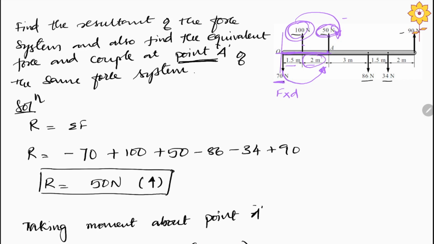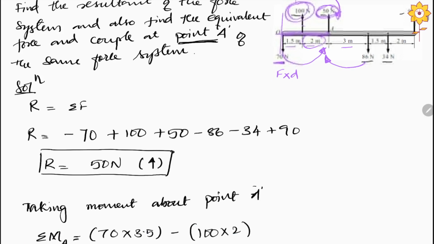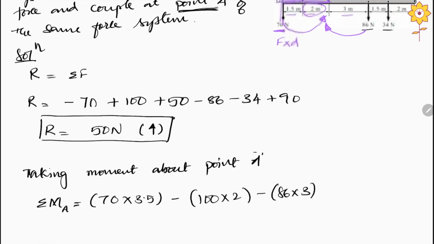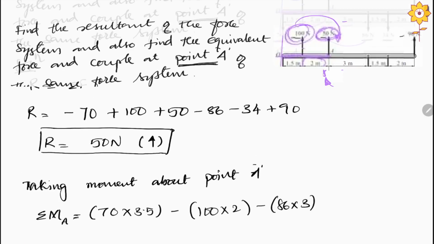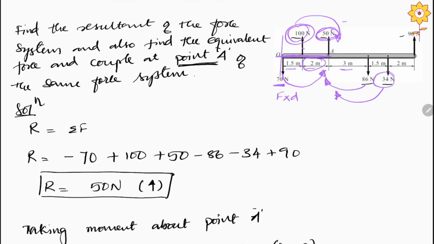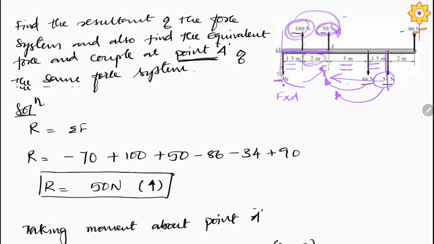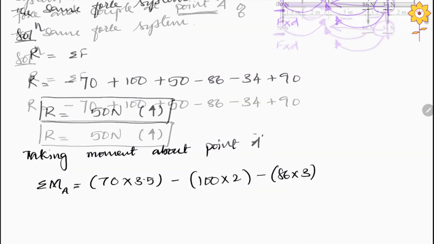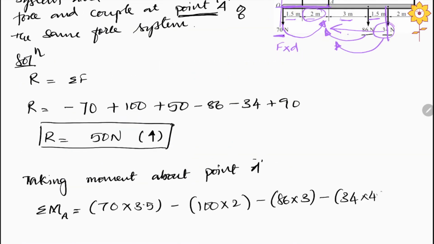Now we will go to the 86 Newton. About the point A, it is again acting in a clockwise direction and the distance is 3 meter. So it will become minus 86 into 3 meter. Now this 34 Newton is acting clockwise, but the distance is 3 plus 1.5, because we have to take from the force to the point. So it is 4.5. So minus 34 into 4.5 meter.